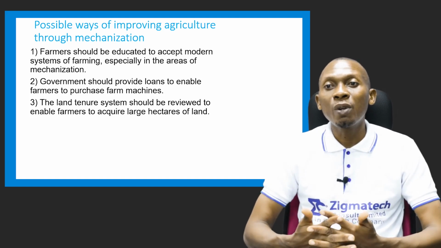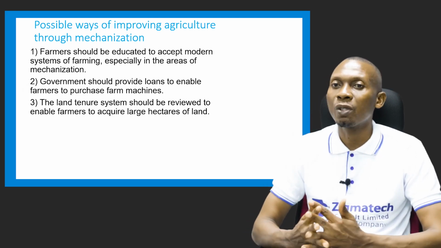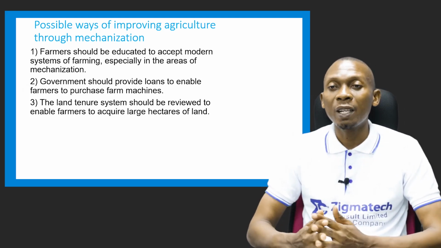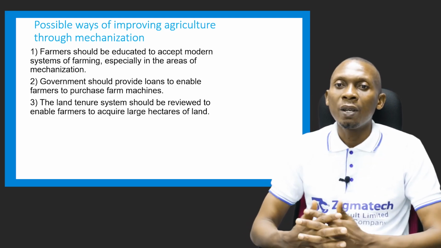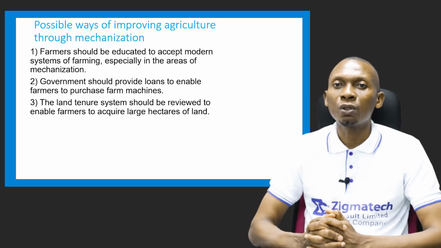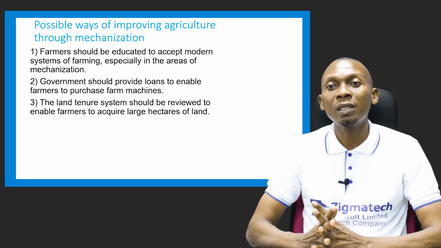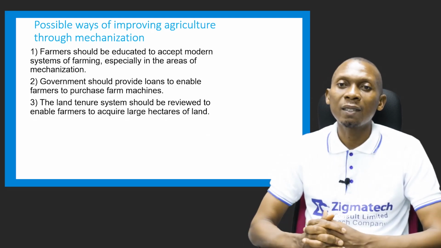The government should also help to provide loans so that these farmers can purchase these machines, because remember we said the farmers in West Africa are usually poor, they don't have the money, but if loans are provided, they can purchase machines, and this will help to improve agriculture through mechanization. The land tenure system should also be reviewed so that farmers can get larger hectares of land.